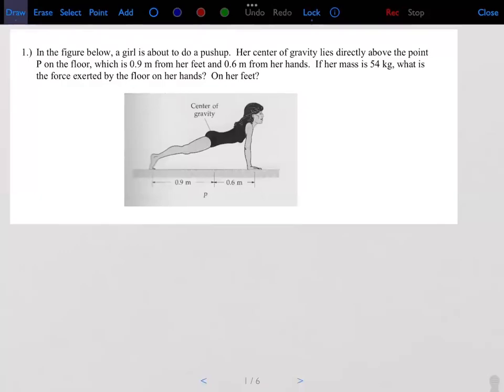So in this video, what I want to do is go over the solutions for the in-class practice problems on translational and rotational equilibrium.